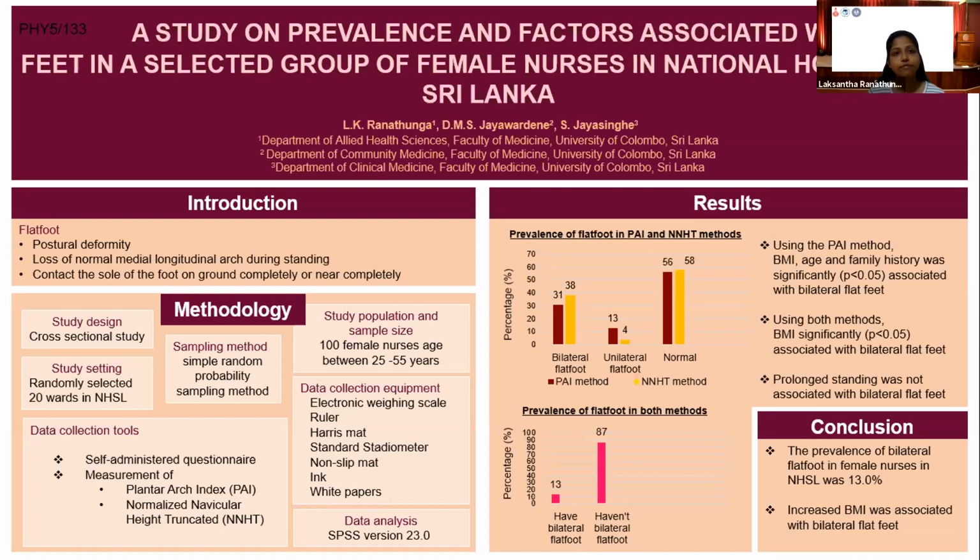BMI, age, and family history were significantly associated with flat feet in the PAI method. Only BMI was significantly associated with those who had bilateral flat foot from both methods. According to the results, this study found a 13% prevalence of bilateral flat foot in female nurses in NHSL. And also, there is a relationship between BMI and bilateral flat foot.